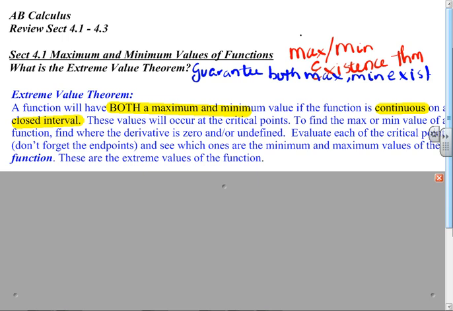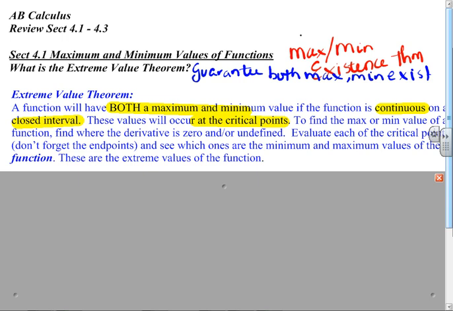Now, where do they occur? At the critical points. What are critical points? Yeah, what are critical points? Is that next on our list? Where are the critical points? Endpoints, where the derivative is 0 or where the derivative is undefined. So there it is. How do you find them?